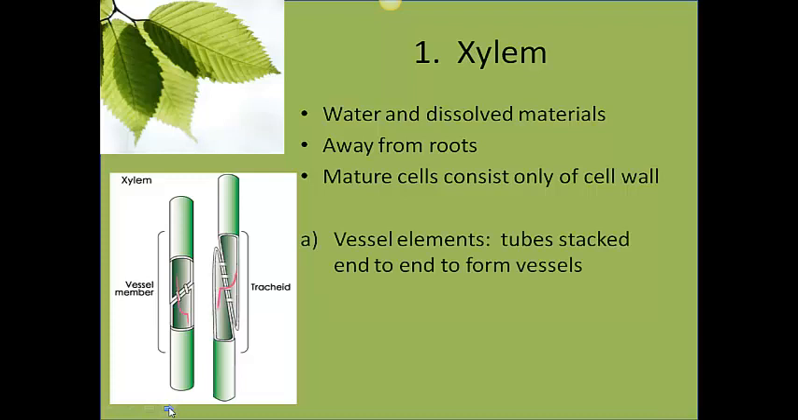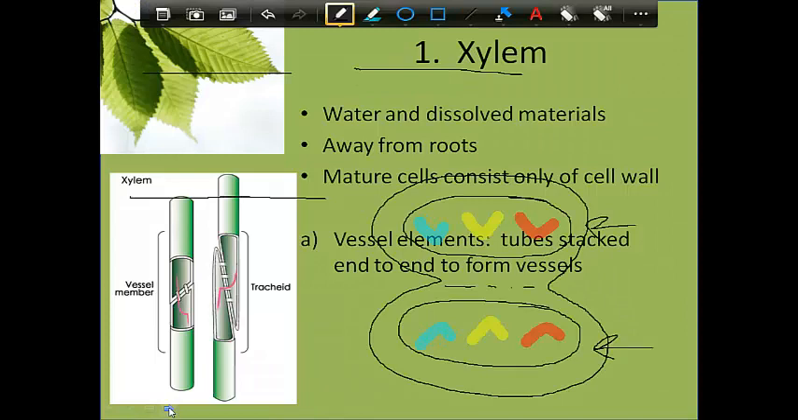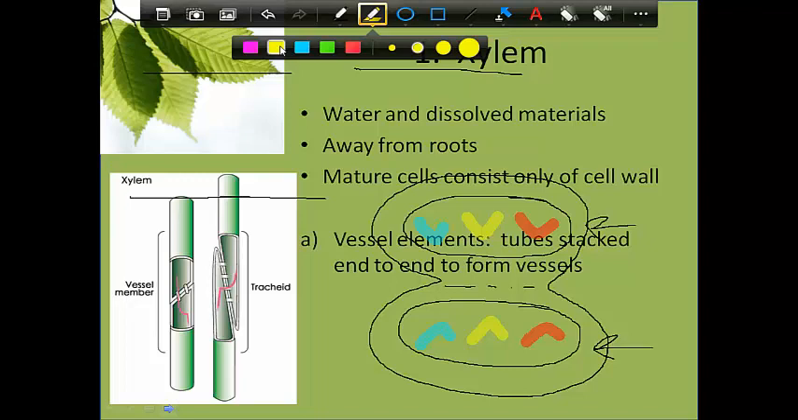There are two types of cells that make up xylem, these straw-type cells. The first ones are called the vessel elements, and they look like straws, stacked from end to end to form vessels, or straws, or tubes, or however you want to think of it. There's a diagram of these over here, and if that helps you to draw yourself a picture, you can go right ahead and do that.